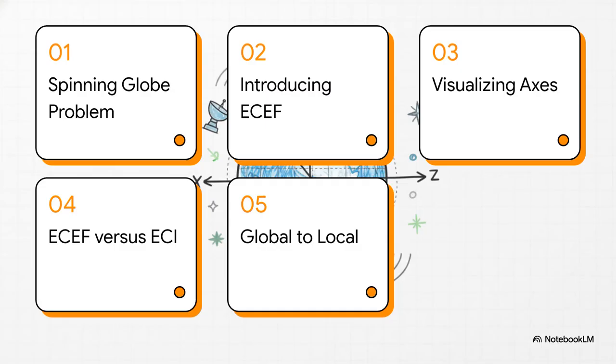Okay, let's dive into this. Here is our roadmap for today. First, the spinning globe problem. Second, introducing ECEF. Third, visualizing the XYZ axes. Fourth, ECEF versus ECI. And finally, from global to local.